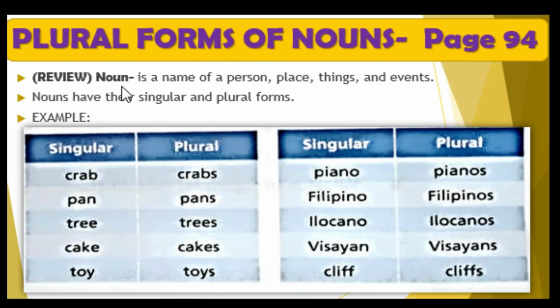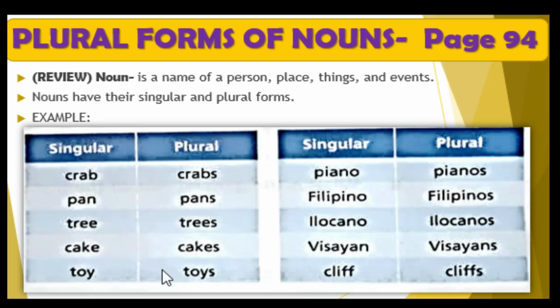What is a noun? It is a name of a person, place, things, and events. Nouns have their singular and plural forms. Example, this column is for singular. This column also is for plural, as well as to the other corner. For singular, we have the word crab. It will become crabs. Pan, it will become pans. Tree, it will become trees. Cake, it will become cakes. And toy, it will become toys. Again, this column is for singular and this column is for plural.